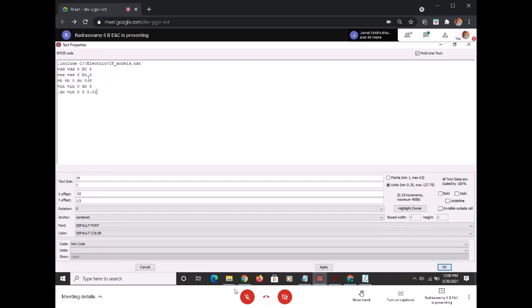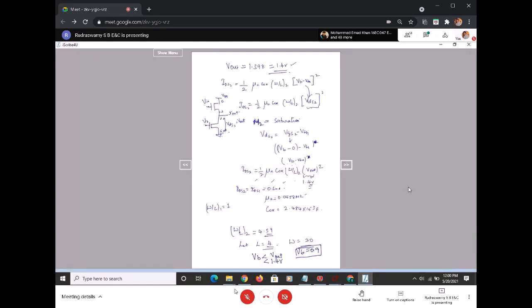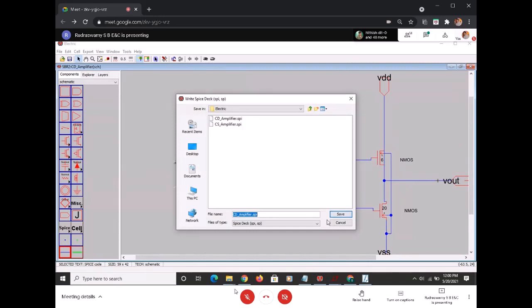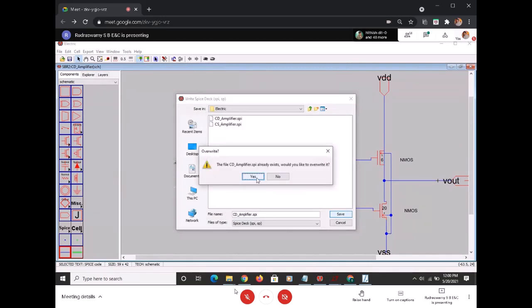The VB is this, and V in we are varying from DC 0 to 5, and we are doing the DC analysis. Dot DC V in ranging from 0 to 5 in steps of 0.01. So this is what we have, and we'll try to run this. It's an amplifier.